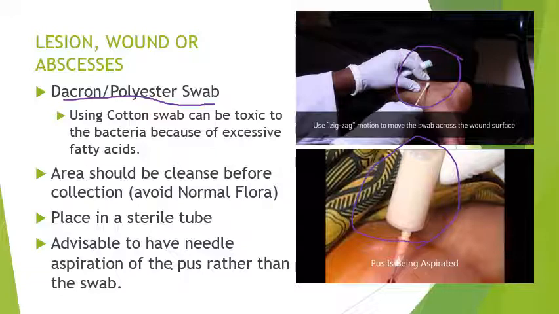Usually, pus or abscesses can be used in anaerobic culture. So, please take note that if you're actually using a swab, this is not appropriate for anaerobic culture, but it can actually be used for aerobic culture.